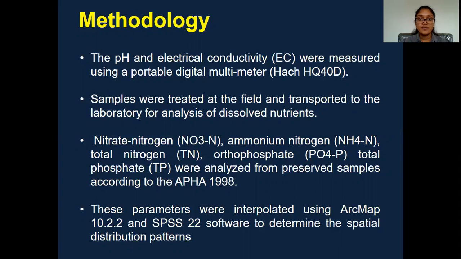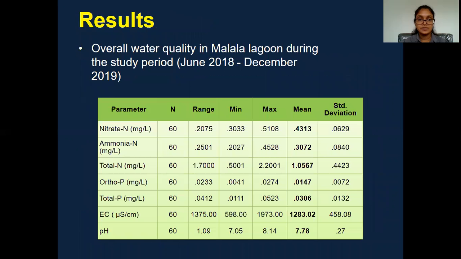Nitrate nitrogen, ammonia nitrogen, total nitrogen, orthophosphates and total phosphates were analyzed using preserved samples according to the APHA 1998 methods. And finally, these parameters were interpolated using ArcMap 10.2.2 software and SPSS 22 software to determine the spatial distribution. So let's move on to the results.